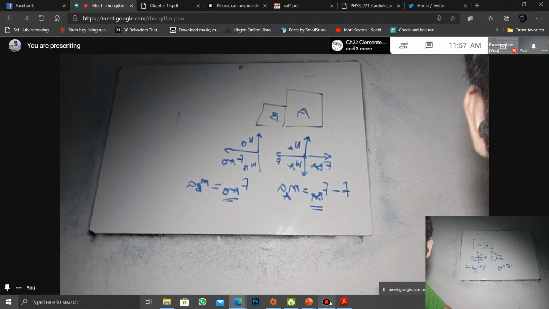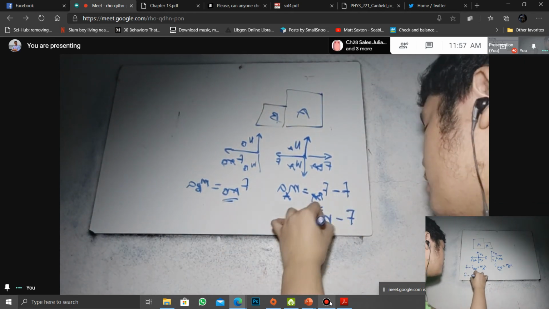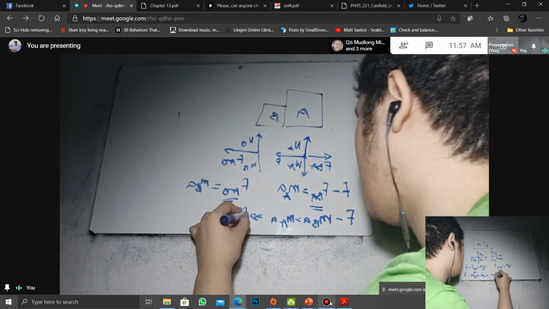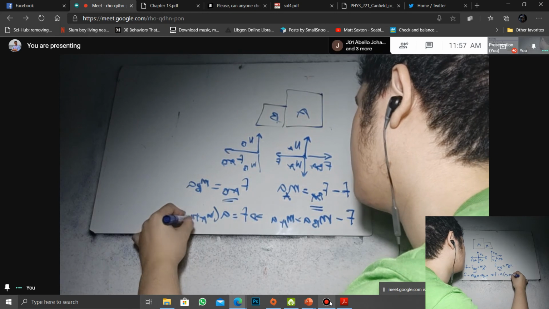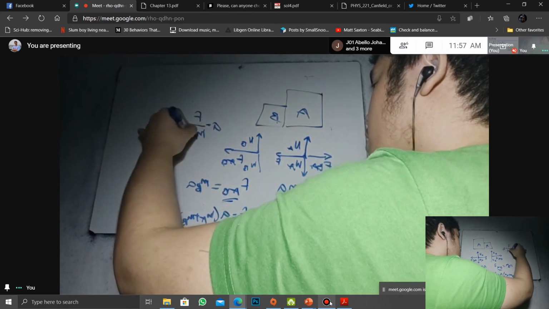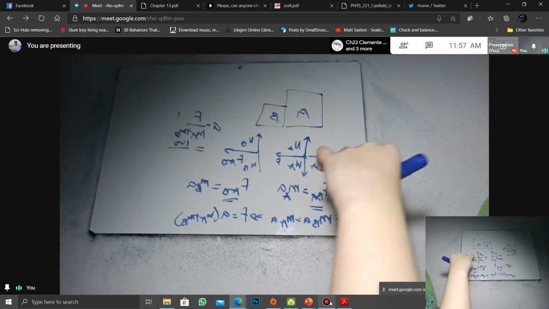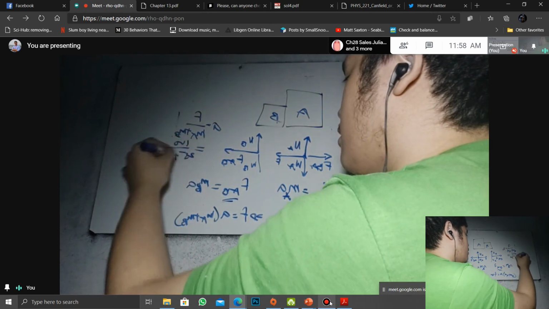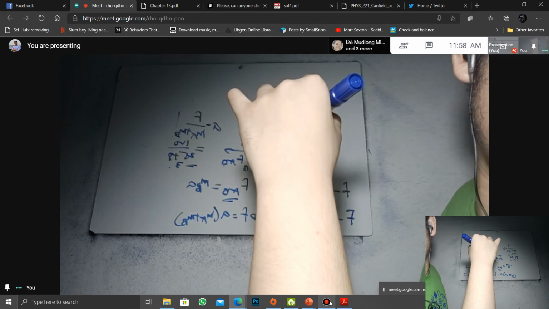So, I'll substitute this here. F minus MBA equals MAA. F equals A times MA plus MB. A equals F over MA plus MB. 100 over MA plus MB is 25 plus 8. 3.03 meters per second squared.